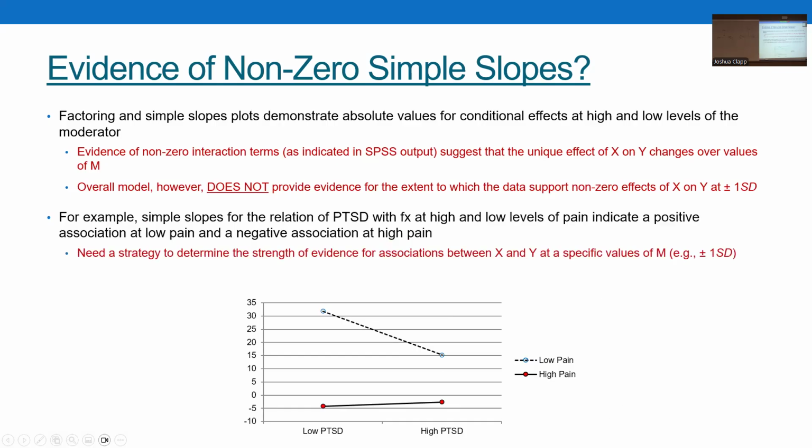Okay, going back here, when we went through and plotted out our simple slopes for the relation of PTSD and functioning at high and low levels of pain, again, we saw something that probably looks like a very clear negative effect of PTSD on functioning at low levels of pain. But then at high levels of pain, it looks like we've got a positive relation, a positive effect of PTSD on functioning. As if I'm giving a literal interpretation of this line, it suggests that as levels of PTSD increase, functioning increases for people who have high pain.